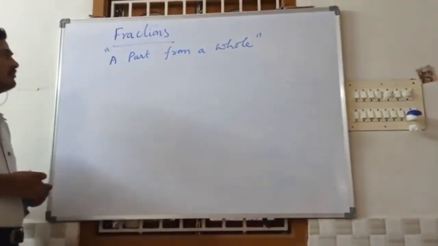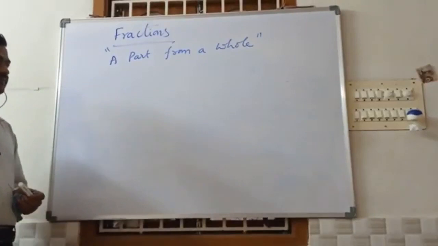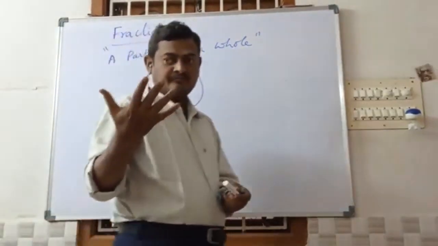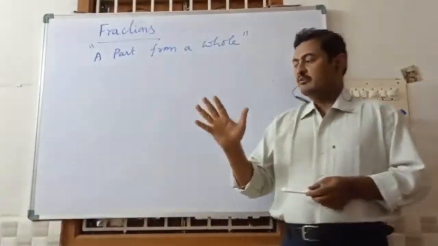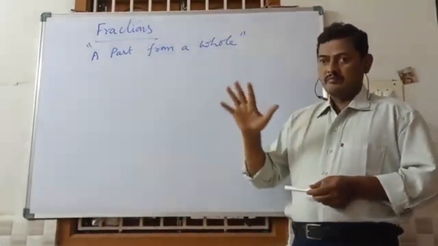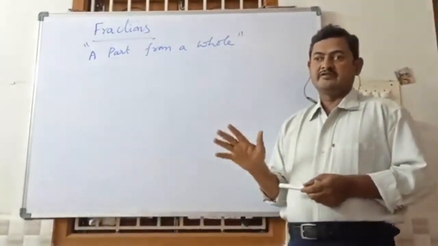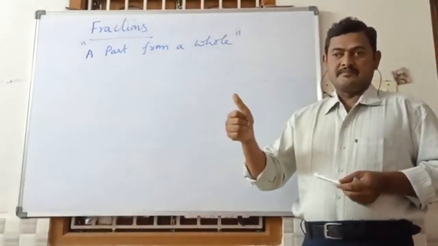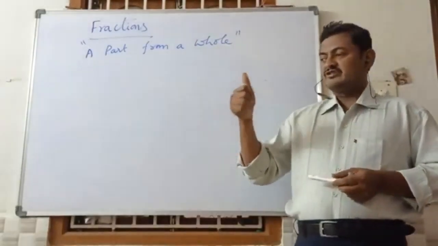For example, I have 5 fingers. How many fingers do I have? 5 fingers. Total how many fingers are there? Whole means total. There are 5 fingers. Out of these 5 fingers, I want to select a thumb. Now, I want to write the fraction of a thumb.